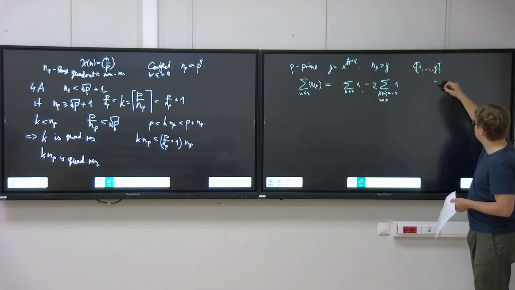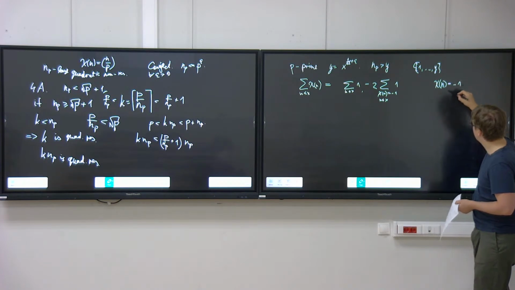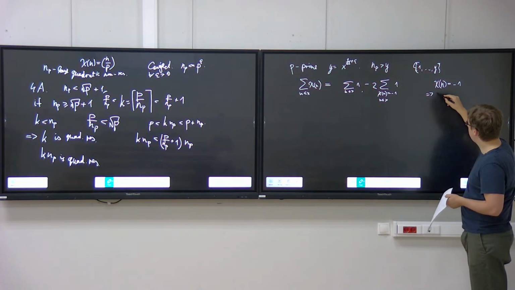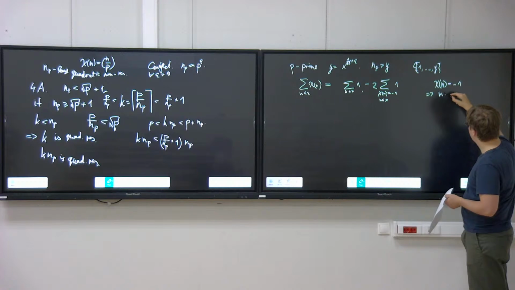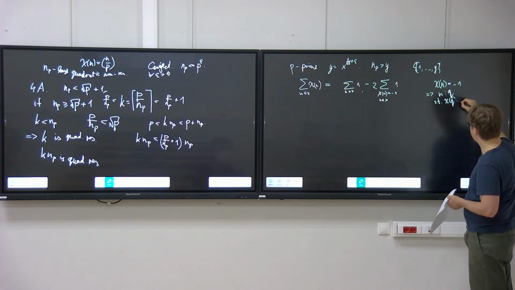And the claim is that if chi of n is -1, then n is divisible by some prime q such that chi of q is -1.